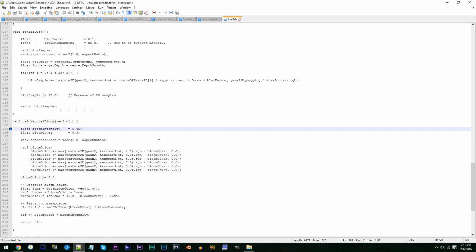193. For adjusting the amount of bloom that shows up in-game, the number directly after bloom intensity is what we'll be using. Larger numbers increase the bloom amount, smaller numbers decrease it, to the point where there is no bloom at all, which would be at 0.0.